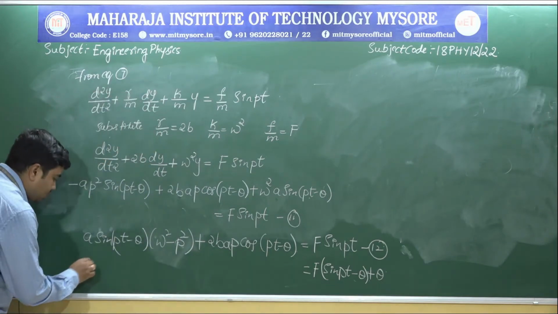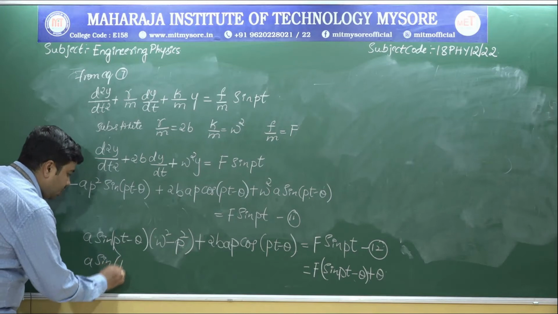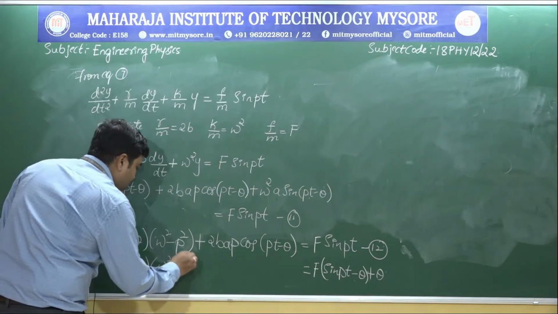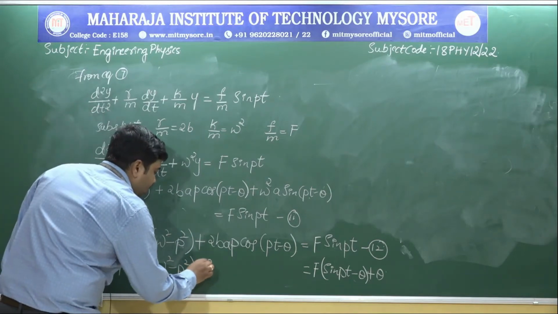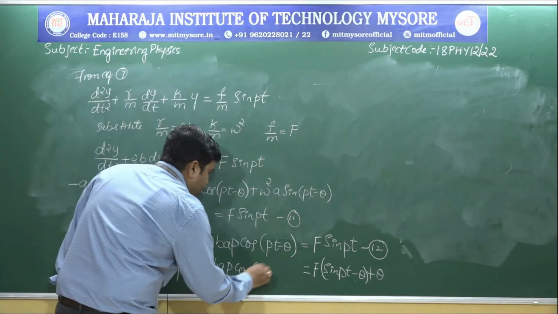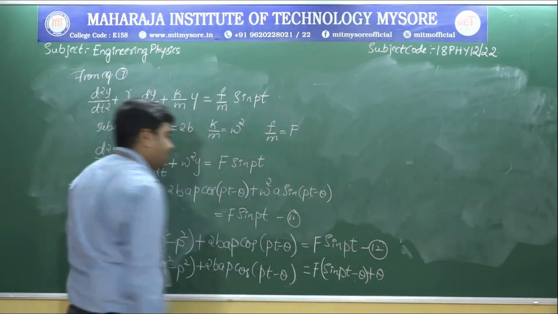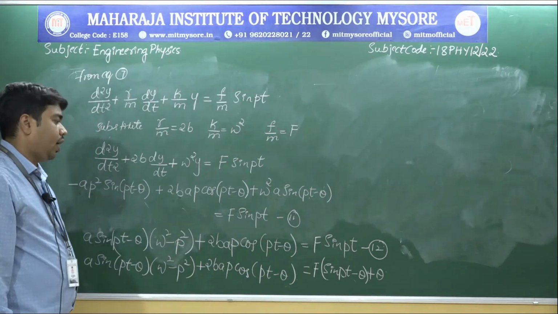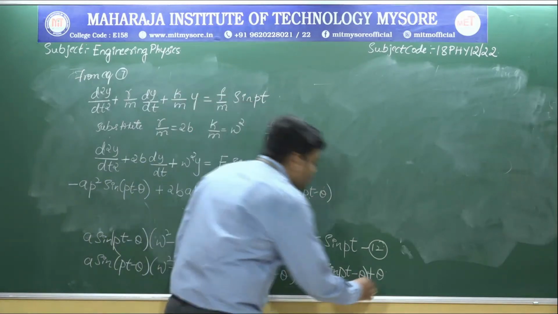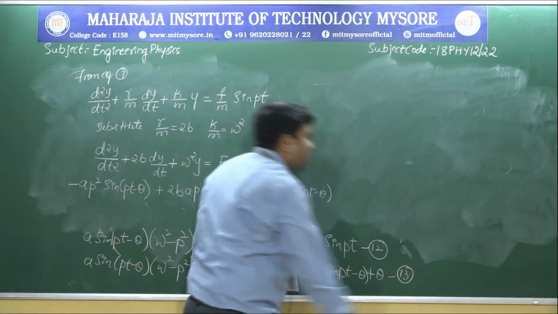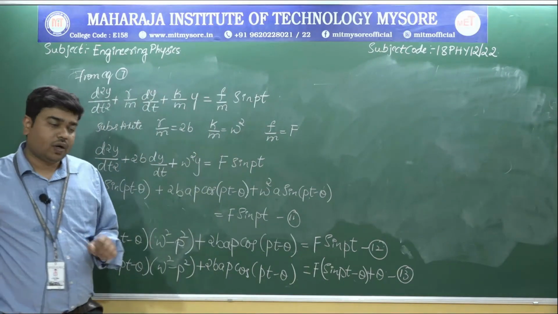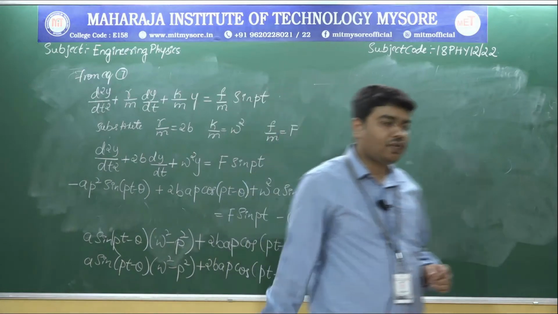So, we will just write this: A sin(Pt minus theta) into (omega square minus p square) plus 2b AP cos(Pt minus theta), and then we added and subtracted theta to the right hand side of the equation. We will call this equation 13.